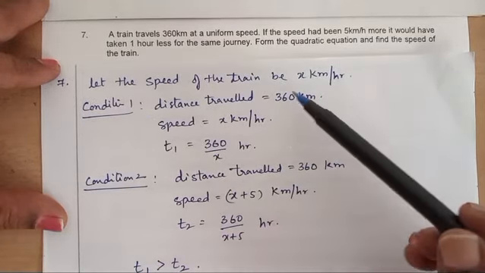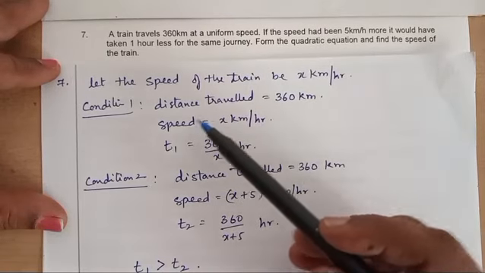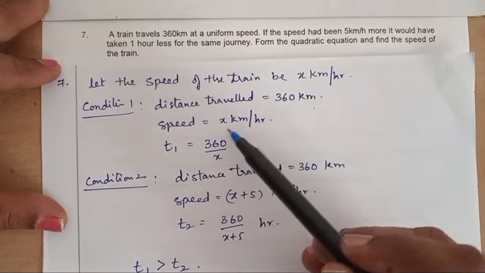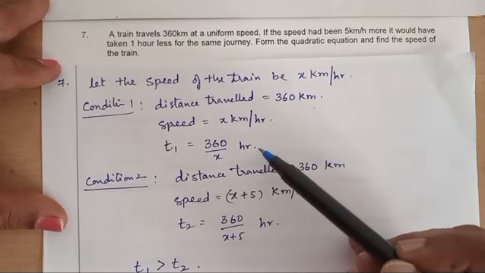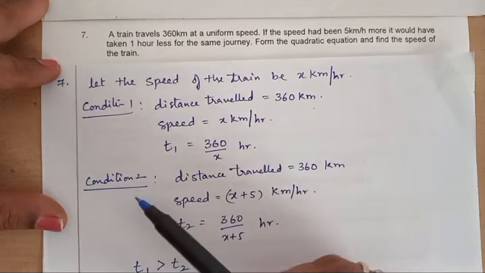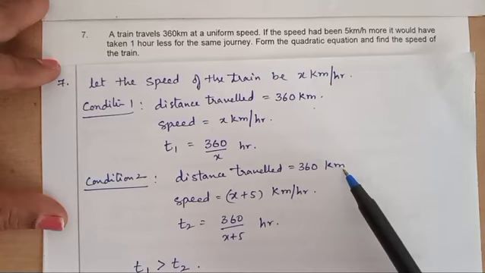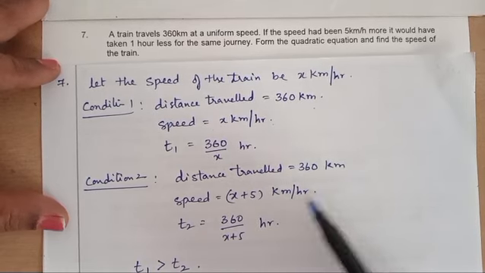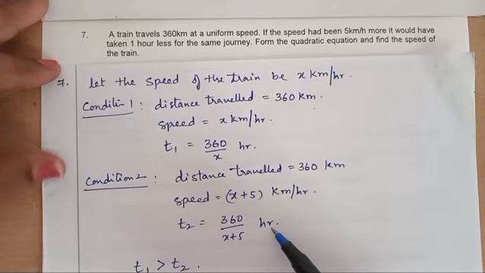Let the speed of the train be x kilometers per hour. The condition 1 given here is the distance traveled is 360 kilometers. The speed we have assumed as x kilometers per hour. Then the time becomes 360 by x hours. Come to the condition 2. Distance traveled is the same, that is 360 kilometers. Speed is increased by 5 kilometers per hour, that is x plus 5 kilometers per hour. The time taken will be 360 by x plus 5 hours.